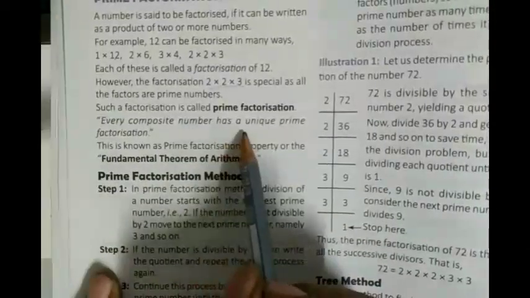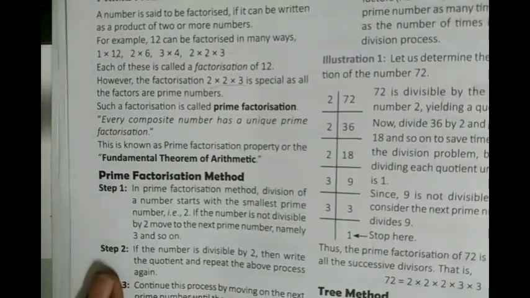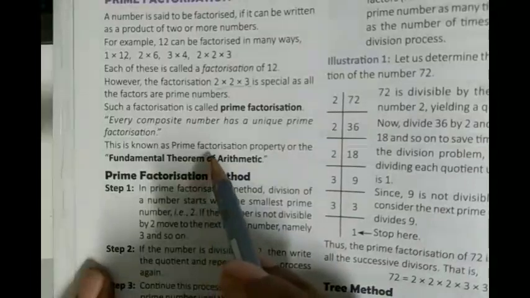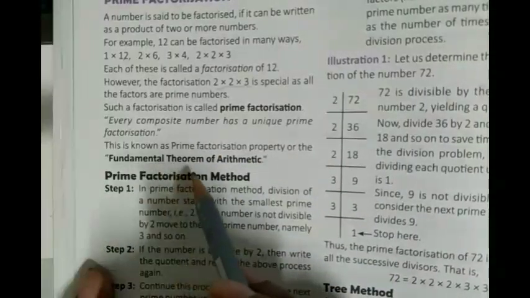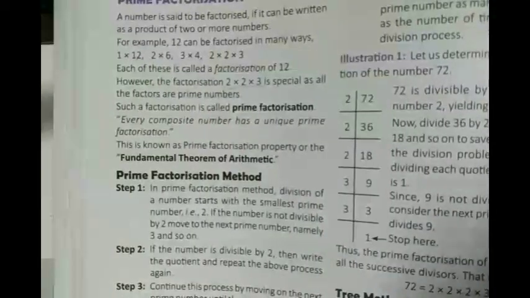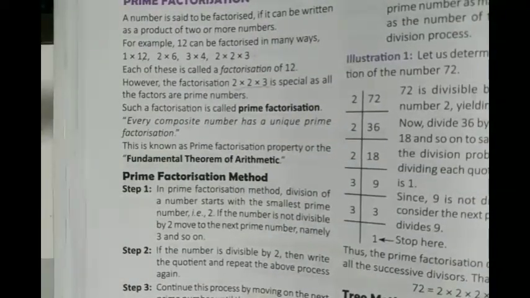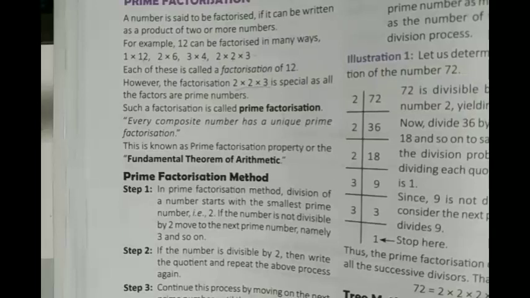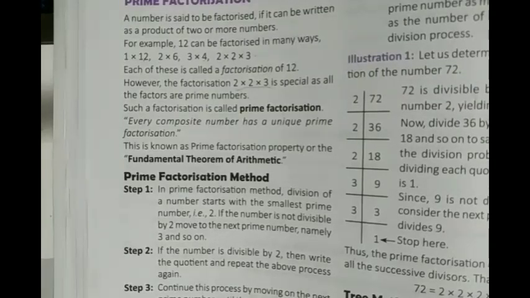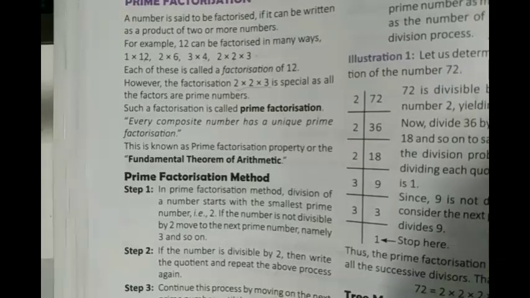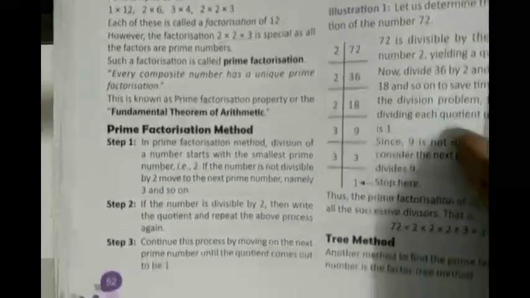Every composite number has a unique prime factorization. This is known as the fundamental theorem of arithmetic. And when we find the prime factors of a composite number, this is known as prime factorization. There are two methods of finding prime factorization. We start with the first method, the division method.